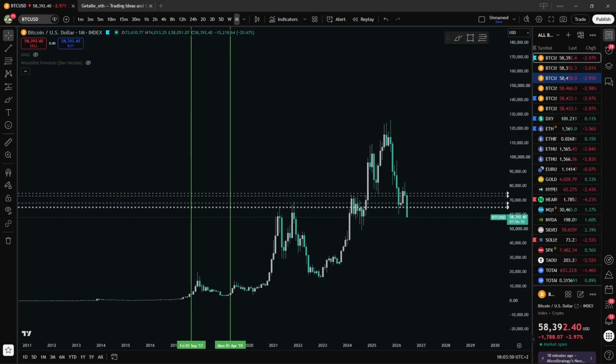RSI means relative strength index, which basically measures the momentum of a coin and the relative strength in price action. Let me rephrase it. RSI means relative strength index, and what it does is measure the momentum and the speed of price action compared to prior price action. And I'm going to show you guys the indicator.